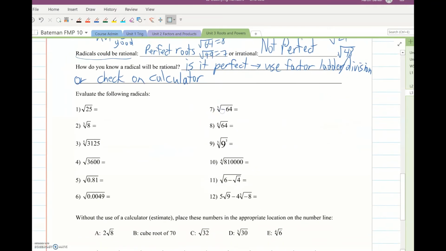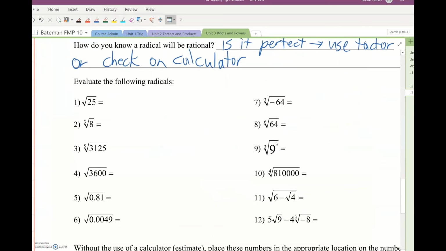Okay, so it's going to be a little bit of review of yesterday. Evaluate the following radicals. So here your index is 2. We're looking for 2 of the same numbers. And so for us, that would be 5 times 5. Therefore, it equals 5. Cube root of 8, we're looking for 3 of the same numbers. And you could guess and check. For us, it's 3 of the same numbers, but the number is 2. And so that equals 2.